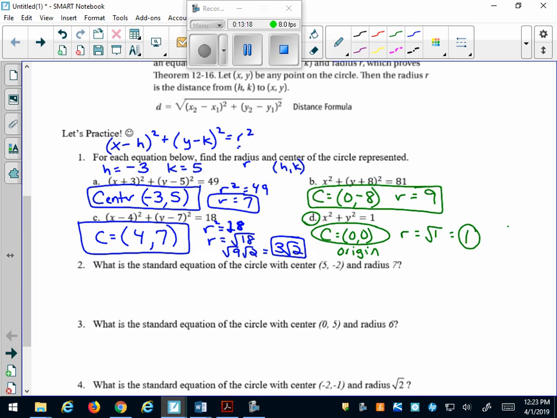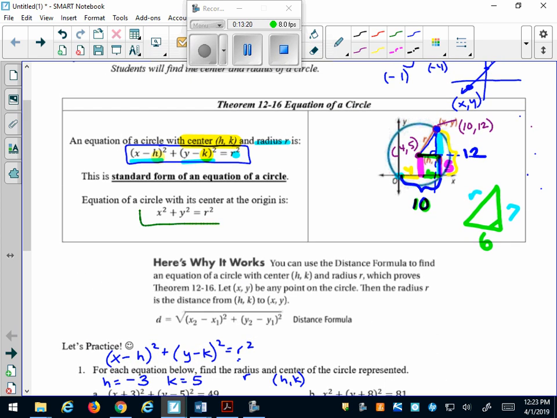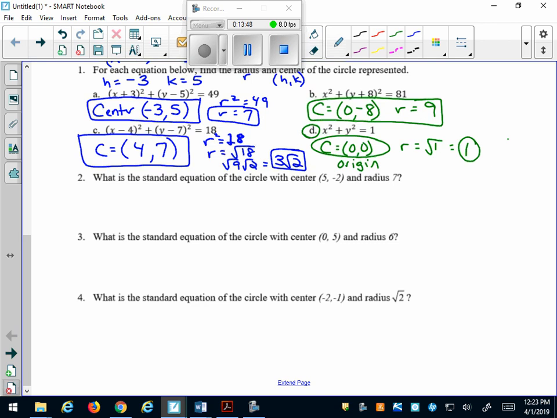Now, it's worth noting that the equation of a circle with the center at the origin always looks like that. X squared plus y squared equals some number. So you should recognize that. If you see an equation that says x squared plus y squared equals 25 or whatever, that's the equation of a circle with a radius of 5 and the center at the origin. So I don't really teach it as two separate formulas because it's the same thing, just that h and k are 0, 0.